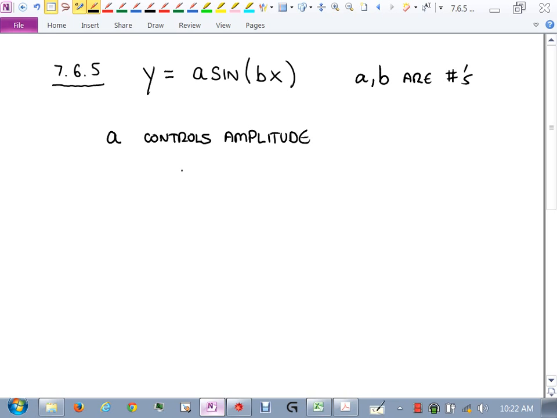In fact, if the absolute value of a is bigger than 1, then it stretches it vertically. It makes the sine curve taller, okay? Makes it taller. If the absolute value of a is less than 1, so like a fraction, 1/2 or something like that, then it's going to shrink it vertically.